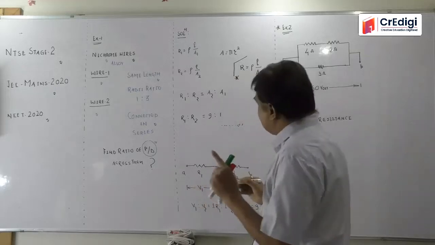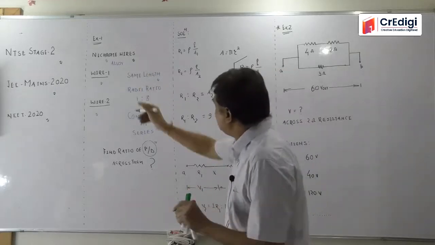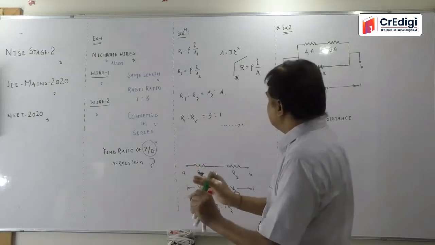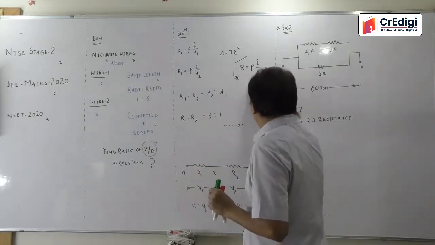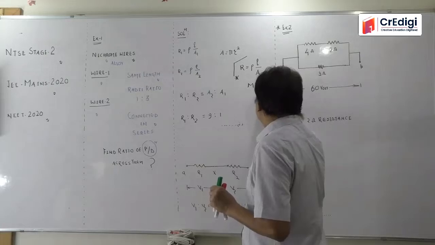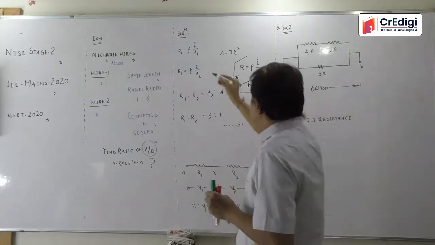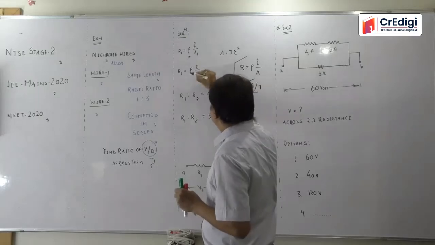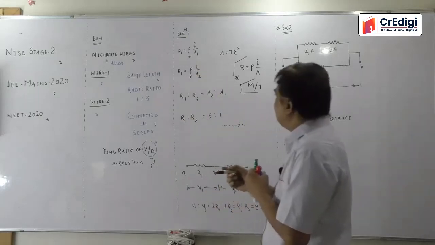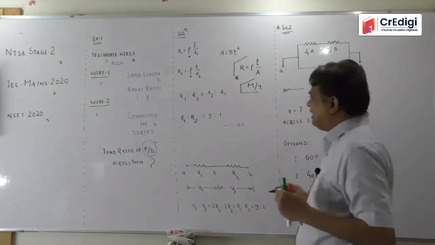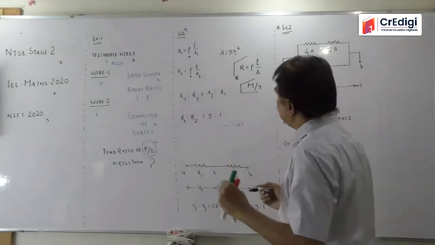Okay. So as far as the wire made of nichrome is concerned, nothing is said about temperature. So material and temperature both are going to be similar. So resistivity in both the cases will be the same. It will not be different. Resistivity of wire 1 as well as resistivity of wire 2 is the same.